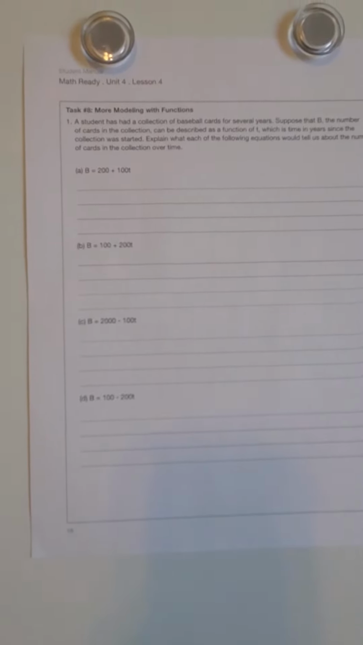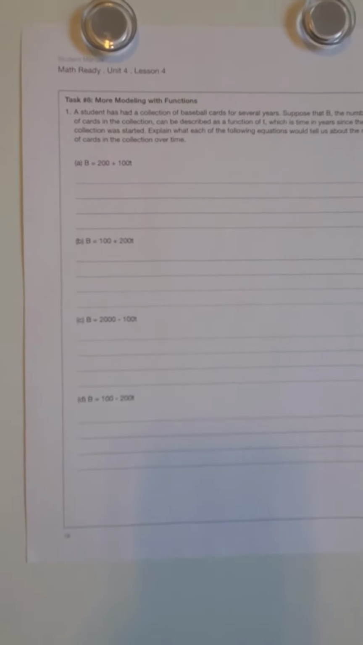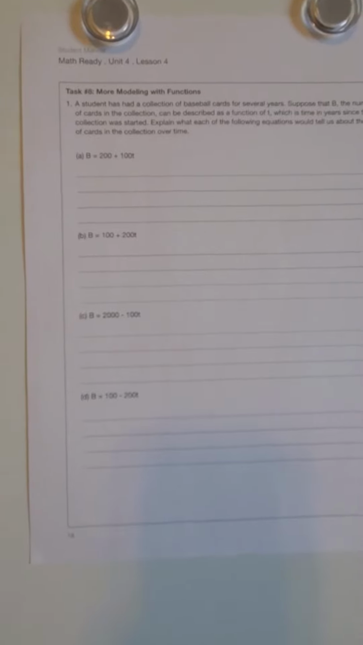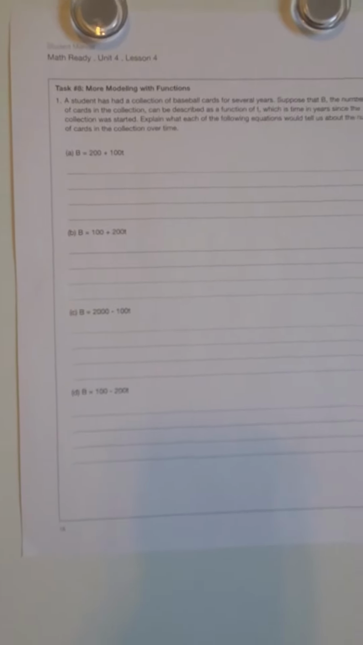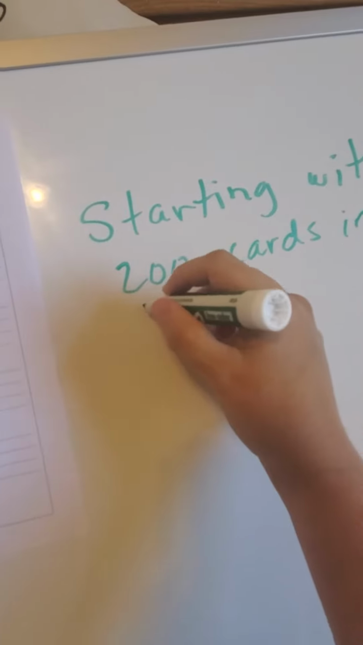So this is not difficult, guys. I know the wording might throw you off, but if I look at the first one, it says B equals 200 plus 100T. That tells me that they're starting with 200 cards in the collection.